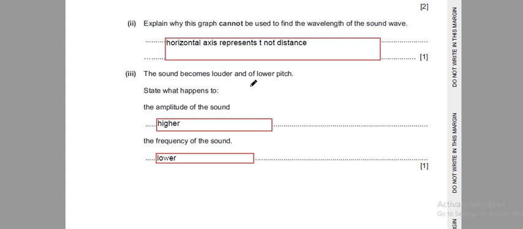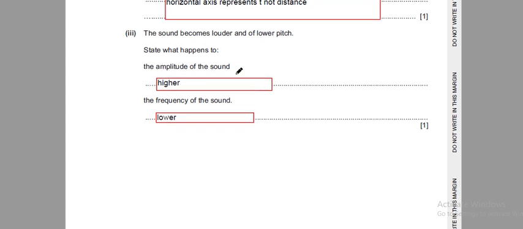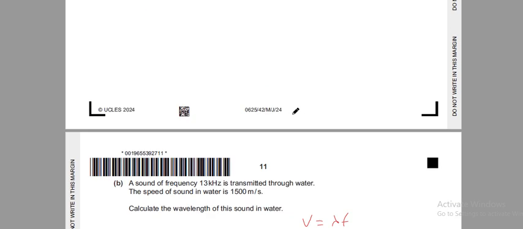Sound becomes louder and lower in pitch. Amplitude increases because amplitude is loudness. Frequency decreases because it is pitch.